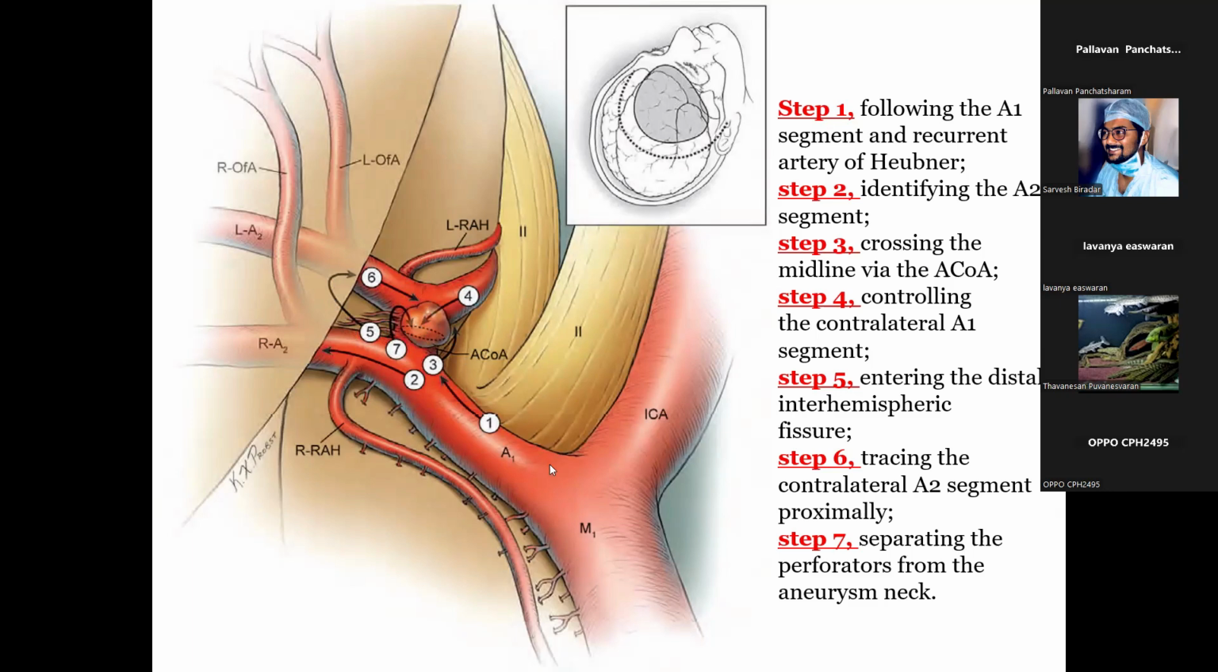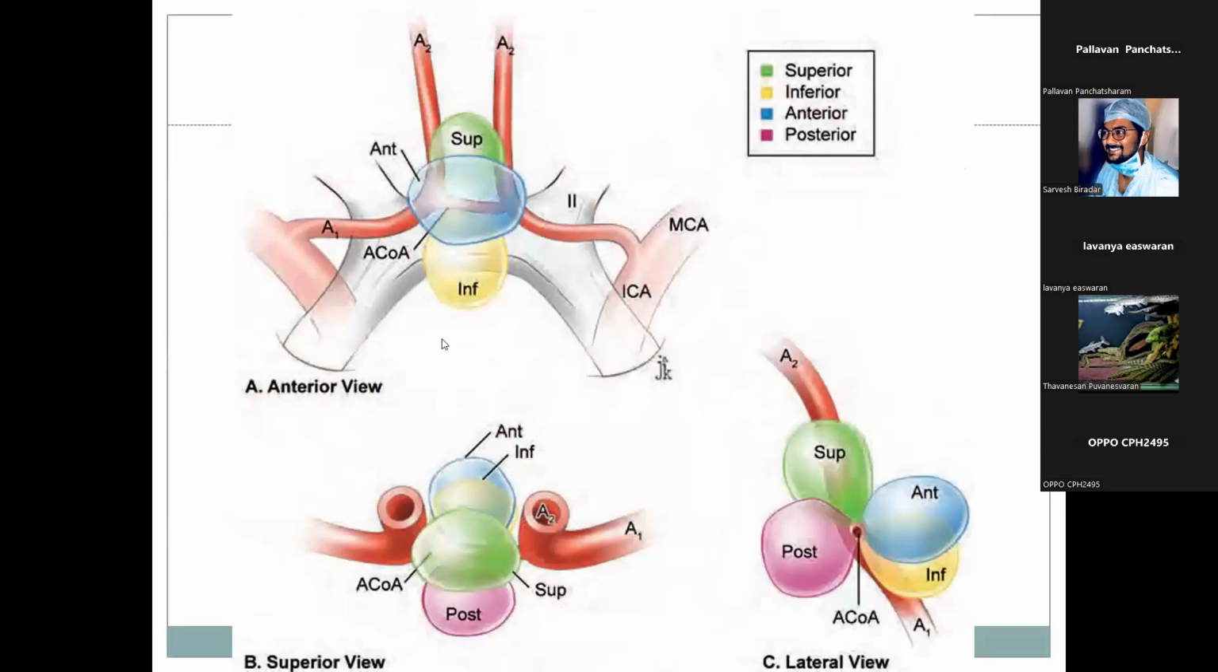So remember, dissection along the ipsilateral A1, define the ipsilateral A2, cross the midline, and define the contralateral A1, and then along the distal interhemispheric fissure, dissect along the contralateral A2, separate the neck of the aneurysm from the perforators, and now the neck is ready to be clipped.